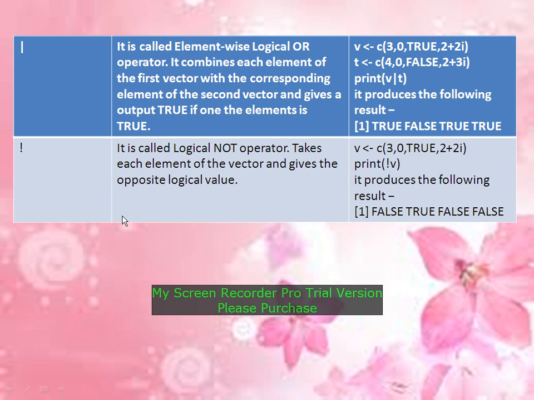And the last one is the NOT operator. This is called the logical NOT operator. It takes each element of the vector and gives the inverse or opposite of the logical value. If the value is 0, NOT gives the result non-zero. So here we print NOT of V. It produces the result: 3 is true, the result is false. 0 is false, the result is true. This is true, the result is false. This is true, the result is false. So this is the NOT operator.